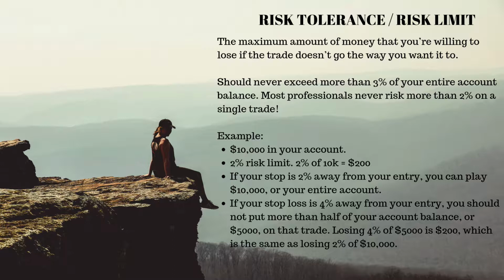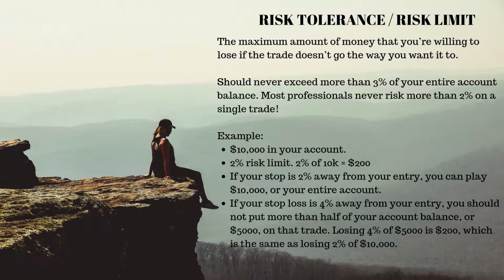If your stop loss is 4% away from your entry, you don't want to put your entire balance on the line because if you lose that trade, then you'll lose 4% of your entire account balance. Instead, you would want to put half of your account balance, or $5,000, on that trade. That way, if your stop loss does get hit, you'll still only lose $200, which, like we mentioned, falls in line with the 2% of your entire $10,000 balance that you're willing to risk.